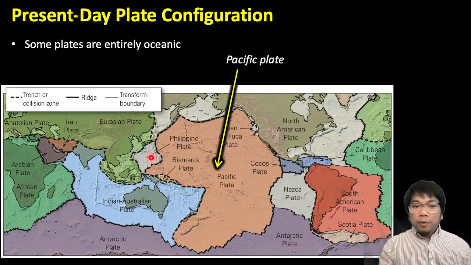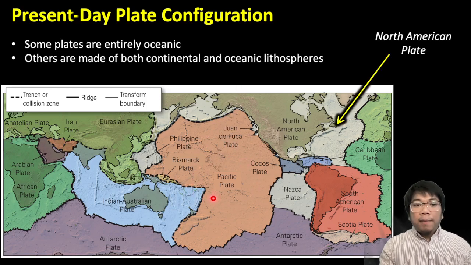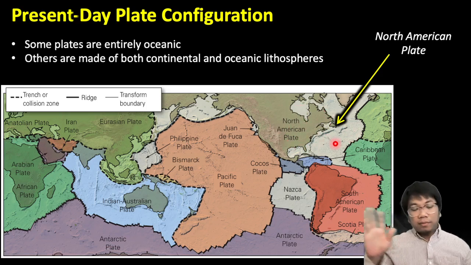From map view, we can observe that some plates are entirely oceanic, and a good example for that is the Pacific Oceanic Plate. But others are made of both continental and oceanic lithospheres. Okay, and again, a great example for that is the North American plate that we are living on right now. The land represents the continental lithosphere, and everything in the Atlantic Ocean represents the oceanic lithosphere of the North American plate.